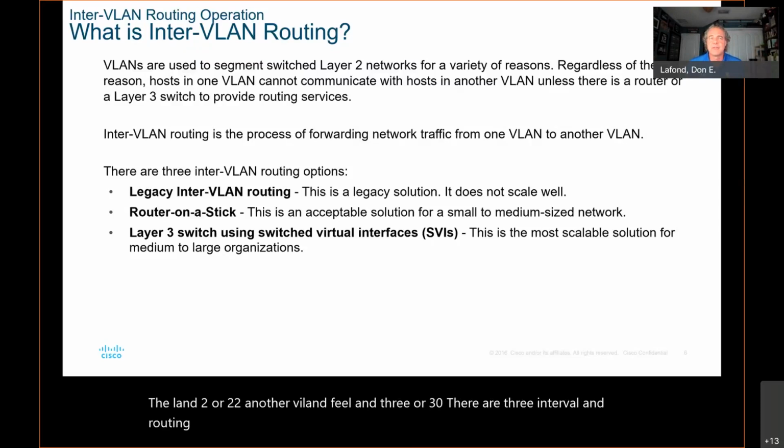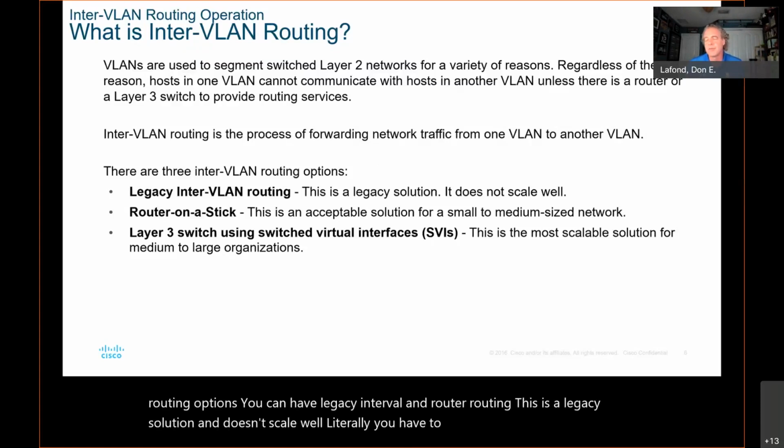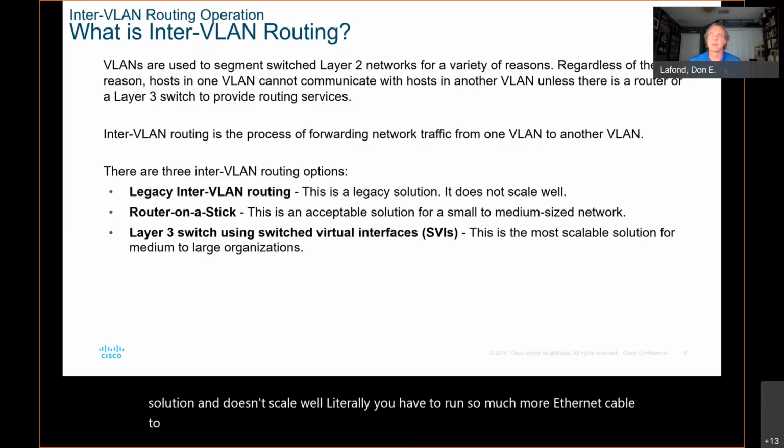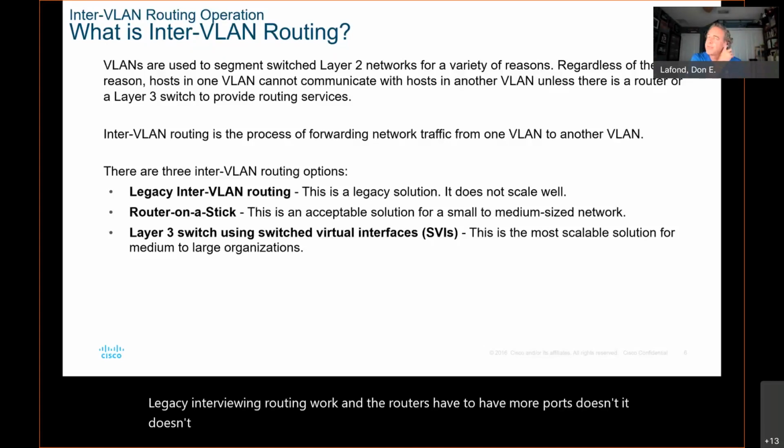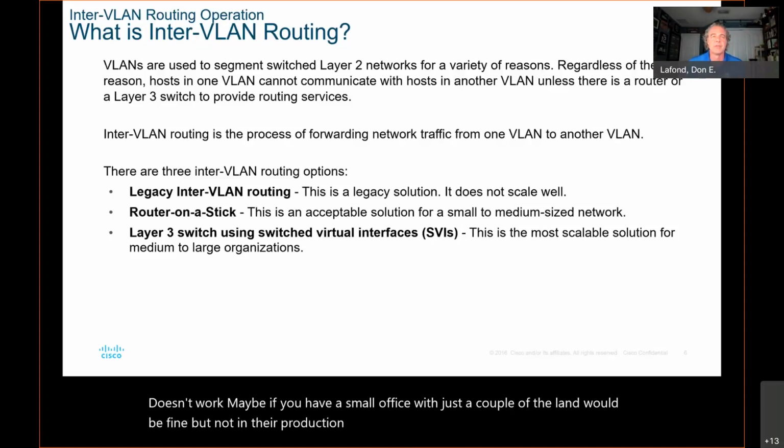You can have legacy inter-VLAN routing. This is a legacy solution and it doesn't scale well. Literally, you have to run so much more Ethernet cable to make legacy inter-VLAN routing work, and the routers have to have more ports. It doesn't work. Maybe if you have a small office with just a couple of VLANs, it'd be fine, but not in the production world of small and medium-sized business, probably not.